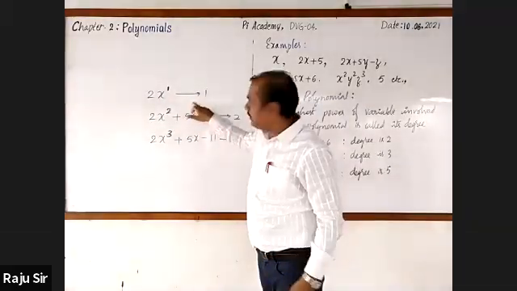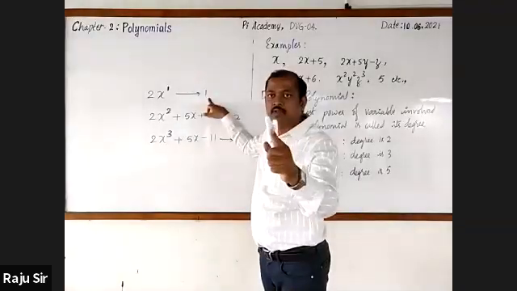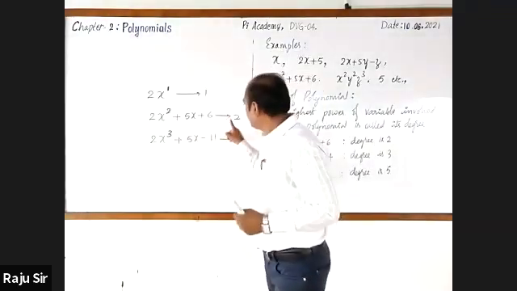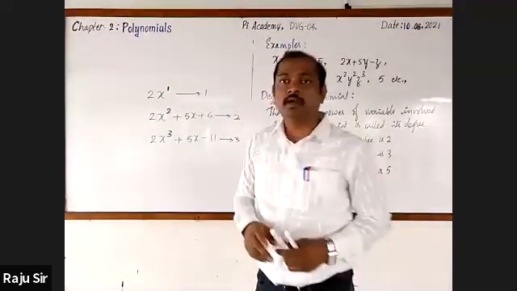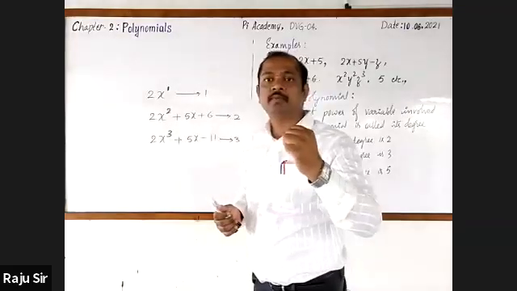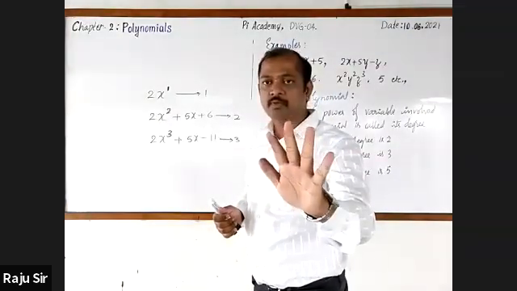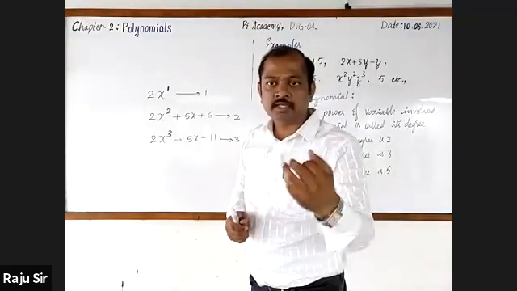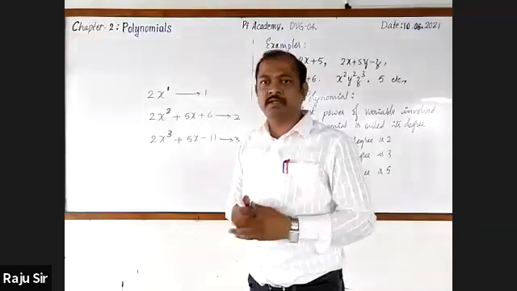The polynomial having the degree 1 only is called linear polynomial. A polynomial of degree 2 is called quadratic polynomial. A polynomial of degree 3 is called cubic polynomial. A polynomial of degree 4 is called biquadratic polynomial. Degree 5 is quintic polynomial. Degree 6, hexic polynomial, and so on, many are there.